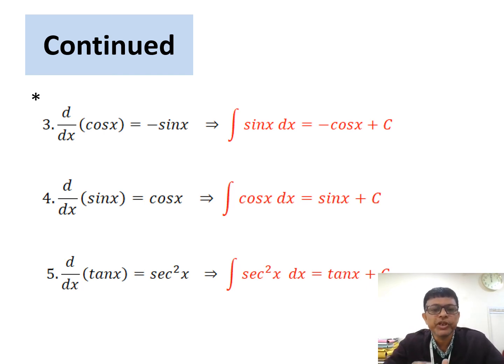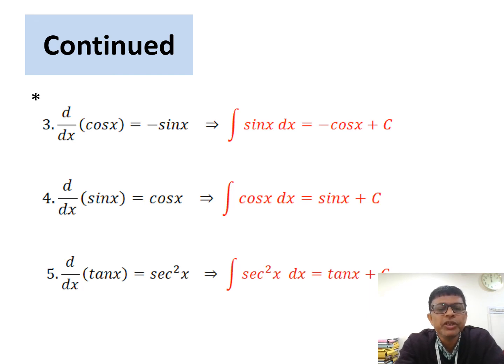So here I'll tell some trigonometric formulas. Again, this formula I already told in the previous slide, on the second slide: the derivative of sin x is equal to cos x. And that means the integration of cos x is sin x plus c. This is also one important trigonometric formula.